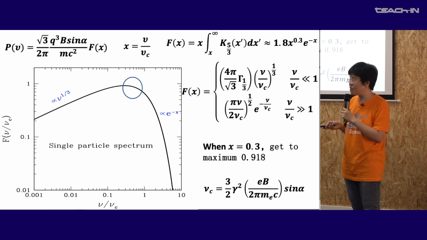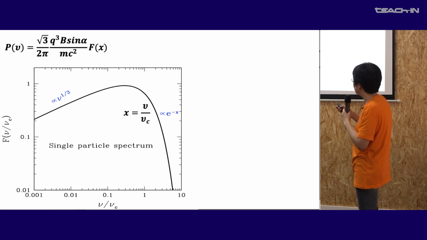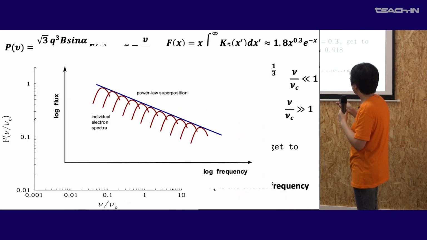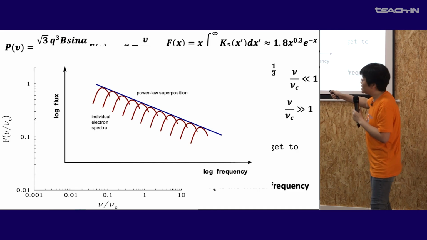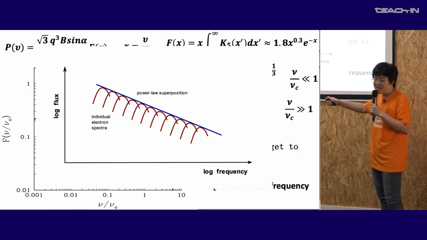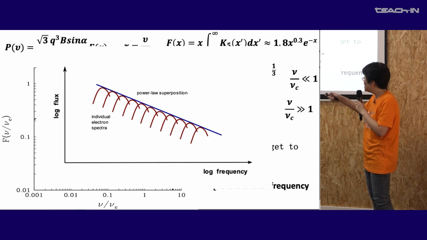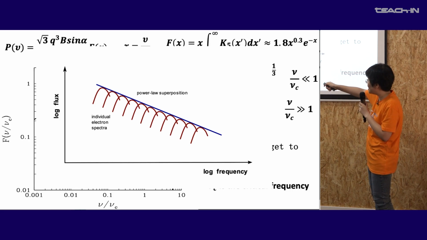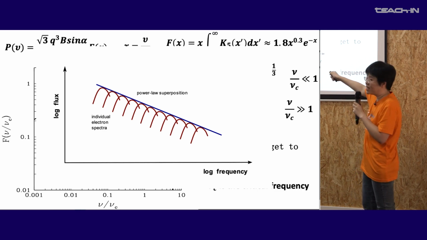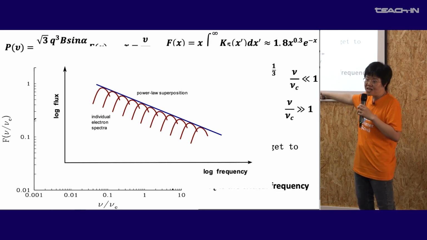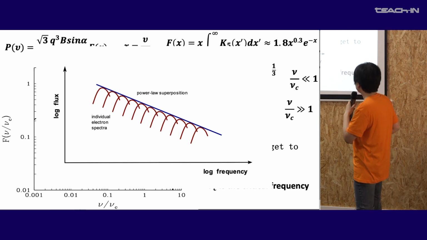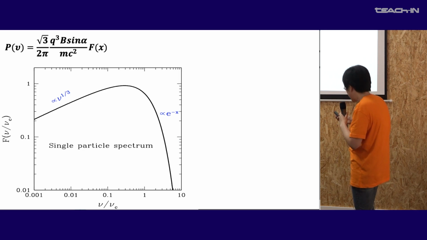If you have a lot of electrons doing synchrotron radiation, then you combine them all together. If the electrons have a power law distribution, then for each one you have this single spectrum, and you add all of them together. So here is a power law of the electron distribution, and you should get the synchrotron radiation something like that. And then later you will see, okay, it's not what we observe.